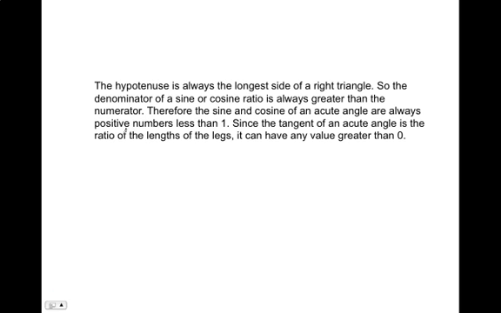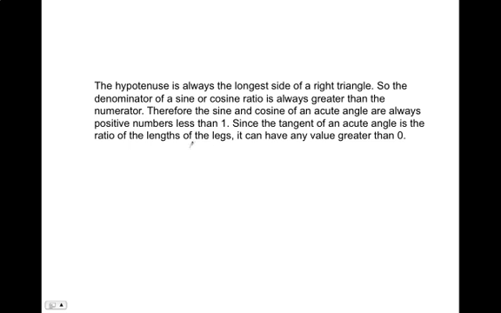Now hopefully you noticed when we did these that the tangent could be greater than 1, but the sine and cosine are not. This is why. The hypotenuse is always the longest side of a right triangle, so the denominator of a sine or cosine ratio is always greater than the numerator. Therefore, the sine and cosine of an acute angle are always positive numbers less than 1.